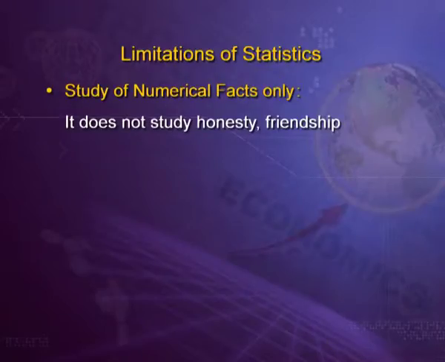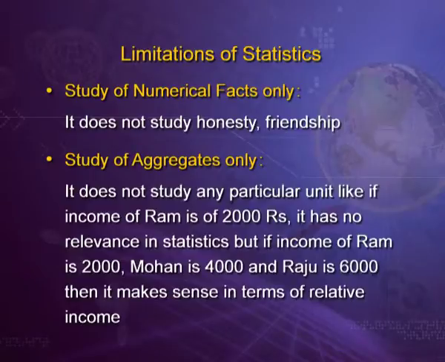The next one is that it is the study of aggregates only. It does not study any particular unit. For example, if the income of Mr. Ram is rupees 2000, it has no relevance in statistics. But if I say that the income of Ram is 2000, the income of Mohan is 4000 and the income of Raju is 6000, then it makes sense in terms of relative income.